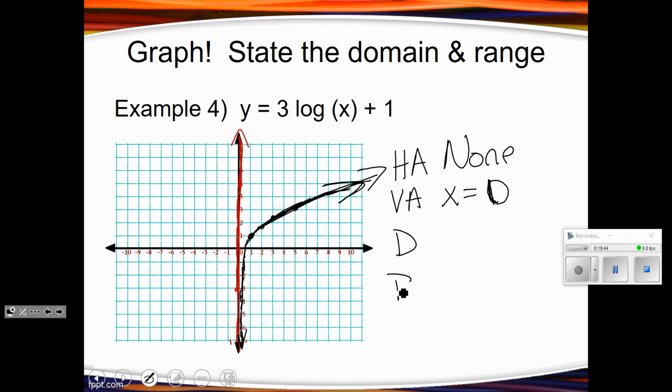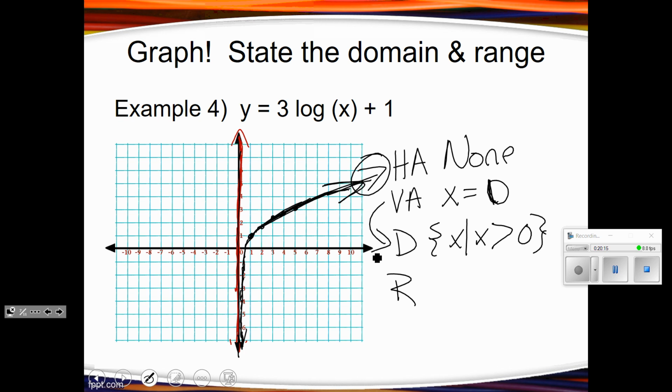So let's talk domain and range. How far left and right? How far right? Forever. If I'm going to the left, how far left do we go? We go to 0 on the x. So we need to say all x such that x is greater than 0, because that's where your asymptote is. So you can use your vertical asymptote to help you with your domain.